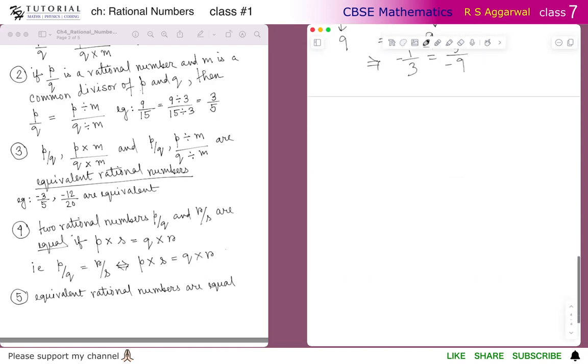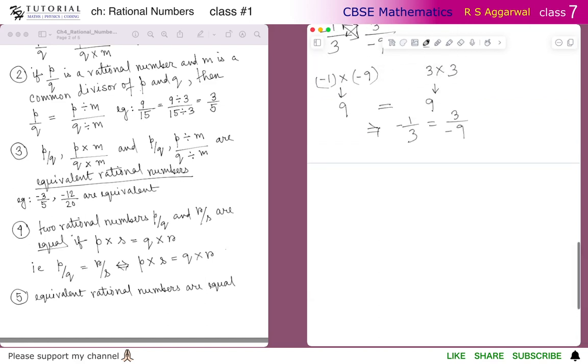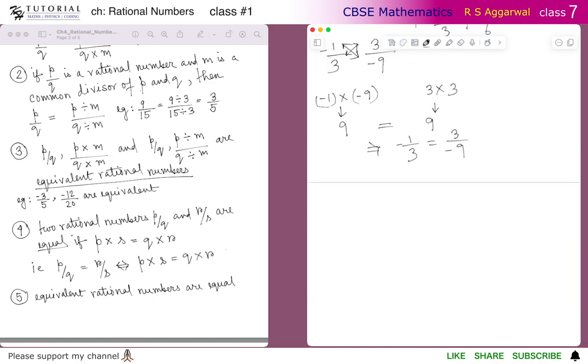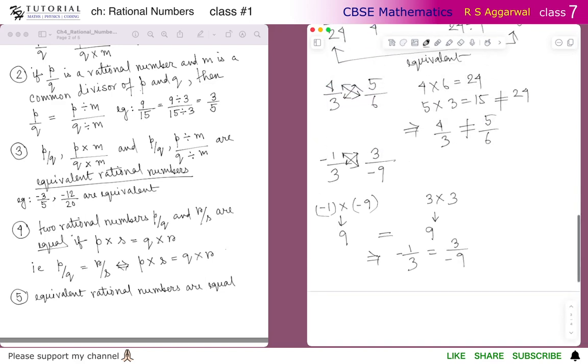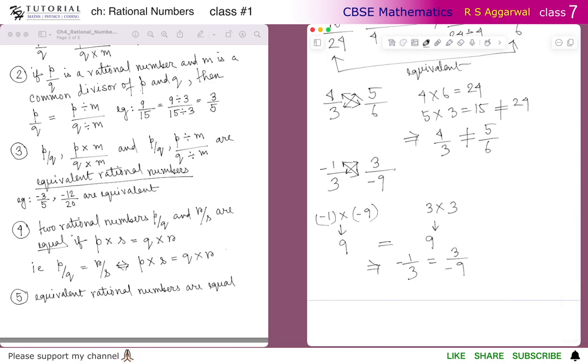Now, let's try to understand why that is. I hope it's clear when we say that two rational numbers are same. Given two rational numbers, we do cross product, and we check the two products. If they are same, then the rational numbers are same. If the two products are different, then the rational numbers are different.